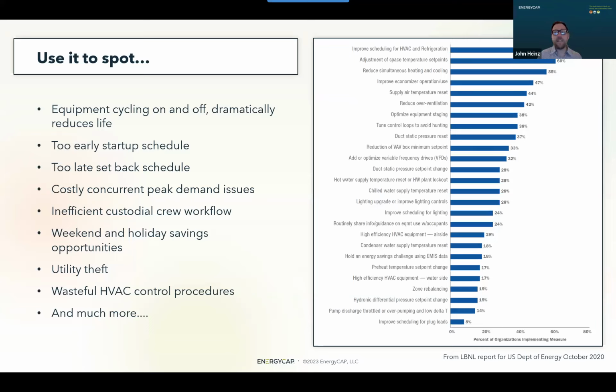Without the interval data, they never would have caught that, and they never would have been able to readjust the schedule to then go back down to a deep setback, and that ended up lasting for the remainder of the school year. Had they not done that, then they would not have seen a huge decrease in their utility bills. It would have been back up to normal. So a good example of tracking using interval data to help with scheduling issues.